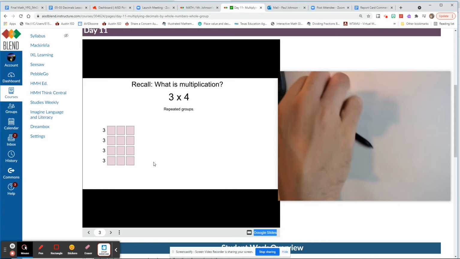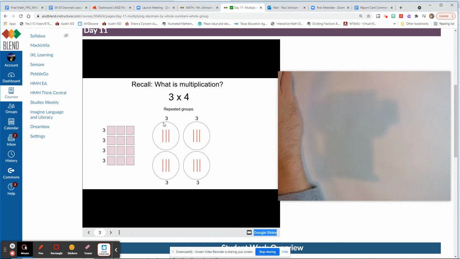Also, you could draw it in pictures like this. Here's 3 groups, or 4 groups of 3. My 1 group of 3 right here, 2 groups of 3, 3 groups of 3, 4 groups of 3, and then finally the numerical way: 3 plus 3 plus 3 plus 3. All of these representations are 4 groups of 3 or 3 groups of 4, or 3 times 4.